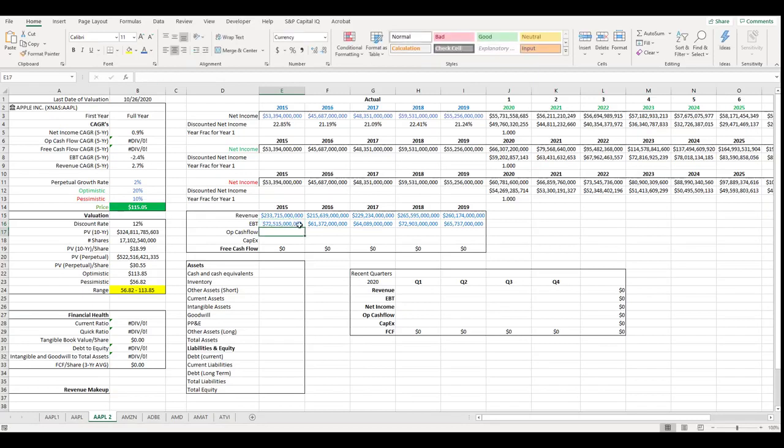Let's see what earnings. Oh wow, they shrunk, or shrank, whichever the correct grammar is. 70. Let me make sure. 72 for 2015. Let me look at the other. 2019 earnings before tax, 65. Wow. Okay. Let's see what the exact number is.